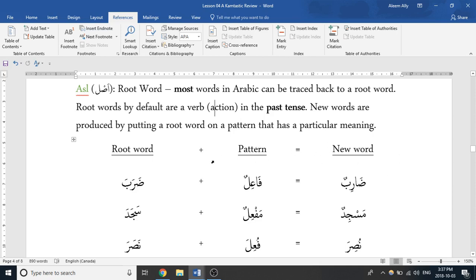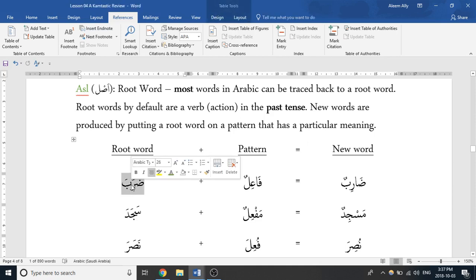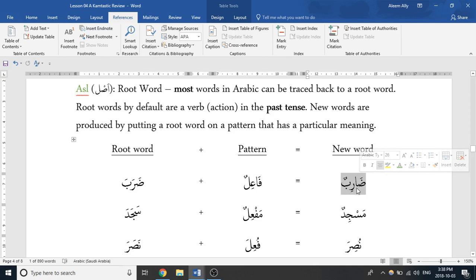It's actually pretty cool. So let's take the word daraba. That means he hit. If we put it on the pattern of fa'ilun, it becomes daribun, right? Fa'ilun is the one who does an action, right? So now we're talking about somebody who hits and they're doing that action. It would be the hitter. So daribun, it's the hitter.